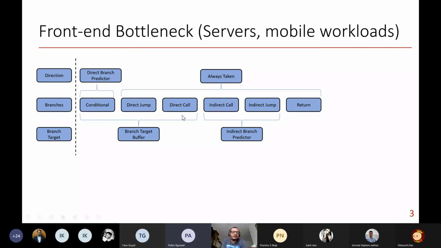So depending on whether the instruction itself provides the address where it should jump, that's a direct branch. For an indirect one, it will provide a register or a memory address, and only if you go to the memory address will you know where exactly you should jump, right? Then finally, there are structures which take care of return statements and try to exploit their behavior. But the key here is, we have a direction predictor and we have a target buffer, and these are the structures that are used at the front end of the processor.